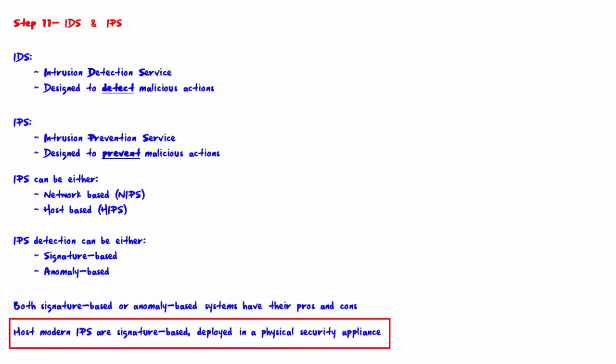Most modern IPS are primarily signature-based, employed in a physical security appliance. And this is recommended for the needs of the majority of networks. Signature-based IPS can be deployed in a physical security appliance, such as a firewall, that sits on the perimeter of your network. You will need to obtain a subscription from the vendor to keep your signatures up to date. Generally, the signatures update automatically on a daily basis, similar to that of antivirus.